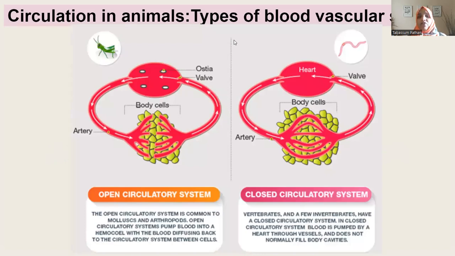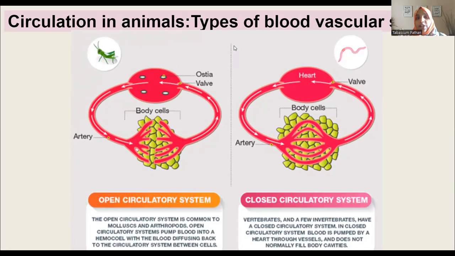Now, the blood circulatory system or the circulation in animals. When we talk about circulation, obviously we are talking about the blood that is circulated throughout the body of the organism, right? So there are two major types of circulatory system. Based on the circulatory system, you have different organisms falling into these categories. So you can group animals based on whether they have an open circulatory system or a closed circulatory system. Mostly the mollusks and the arthropods have an open circulatory system, and almost all vertebrates and a few invertebrates have a closed circulatory system.